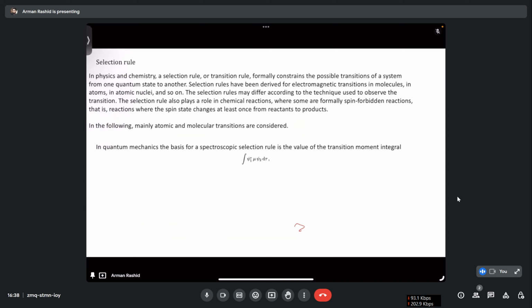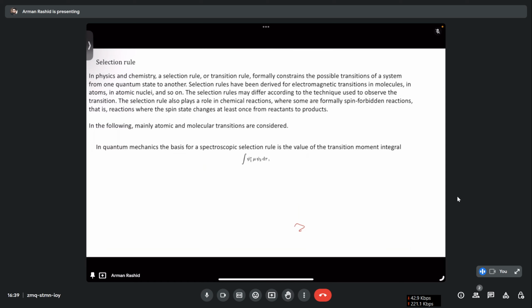A selection rule is something that guides us to say whether a particular transition is allowed or not. The selection rule, or transition rule, is actually a constraint on the transitions that are happening. It tells us whether a particular transition is allowed or forbidden. They are derived by considering the electromagnetic transition of the molecules and the light that we are giving.